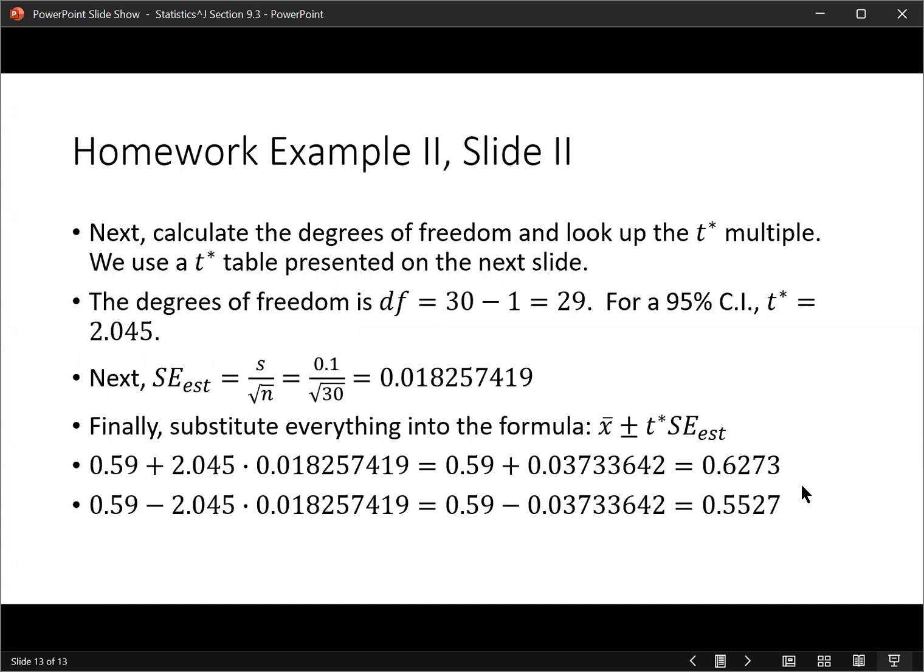That is all there is to it when it comes to finding confidence intervals for means. Basically, it's the same process as finding confidence intervals for proportions with just a couple of small tweaks.